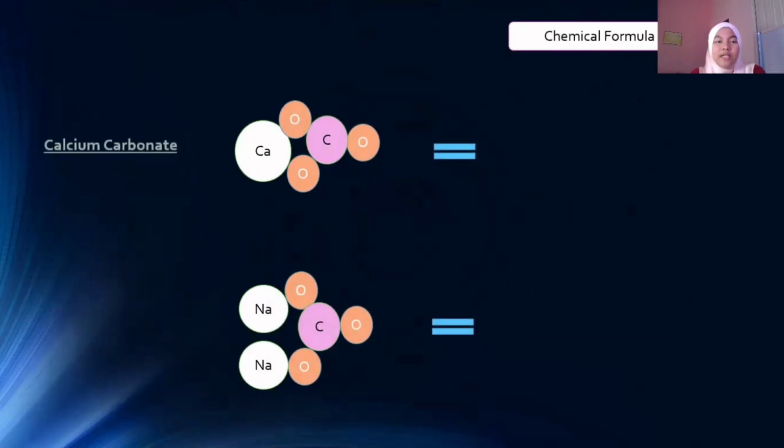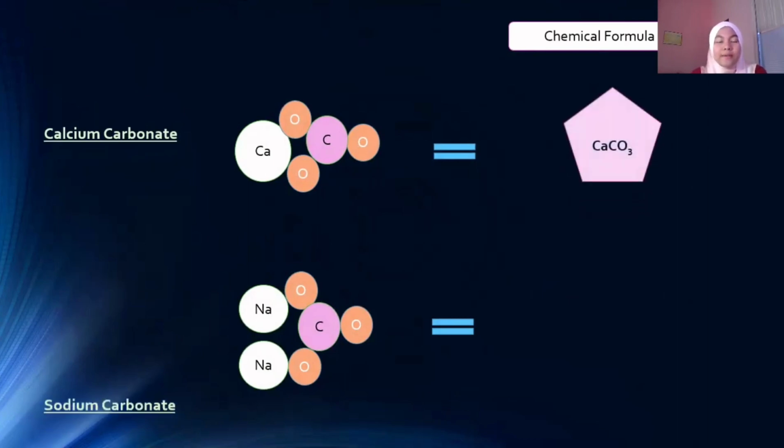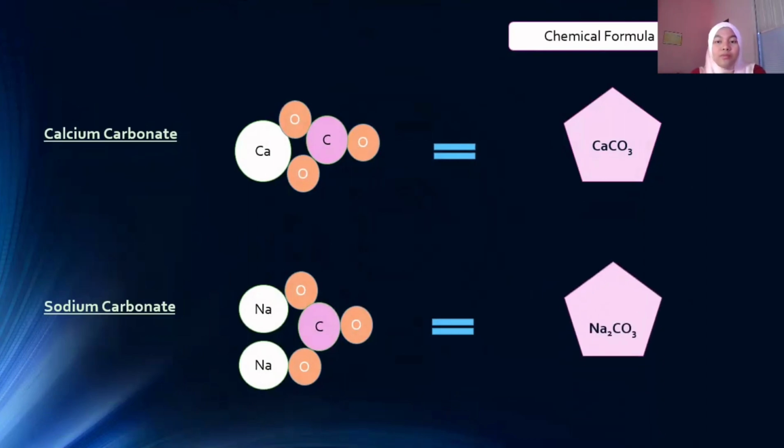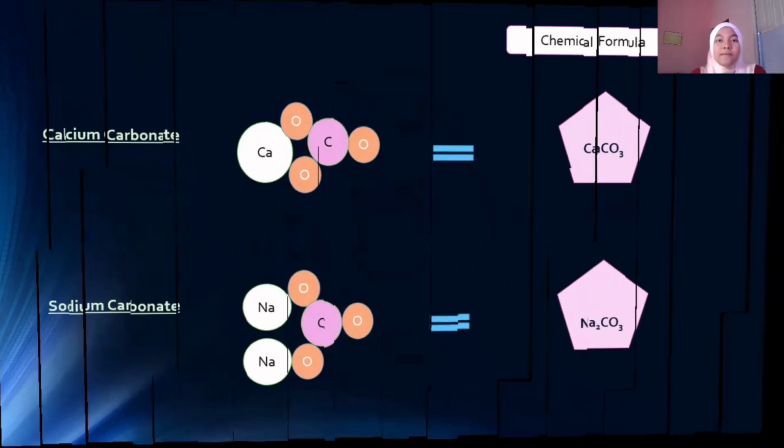Next, we proceed to calcium carbonate. It contains 1 calcium atom, 1 carbon atom, and 3 oxygen atoms. So the chemical formula is CaCO3. Sodium carbonate contains 2 sodium atoms, 1 carbon atom, and 3 oxygen atoms. So the chemical formula is Na2CO3.